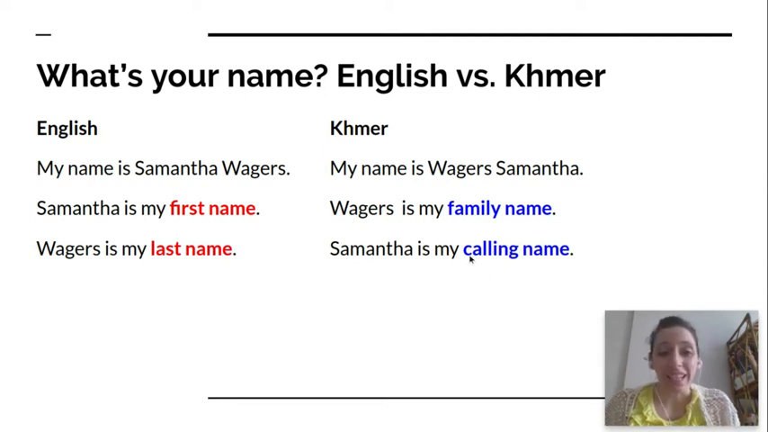So in English, my name is Samantha Wagers. Samantha is my first name, and Wagers is my last name. In Khmer, my name is a little bit different. My name in Khmer is Wagers Samantha. Wagers is my family name, and Samantha is my calling name, what everyone calls me. So there's a little bit of a difference.